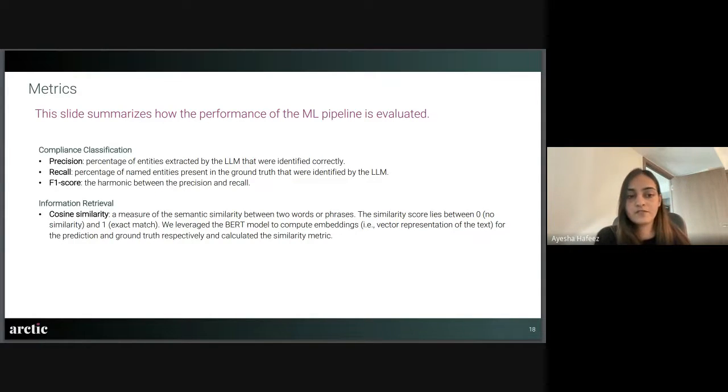And then finally, for information retrieval, we used cosine similarity, which means we're looking at the model's response from a semantic level. In this case, we leveraged BERT to compute the embeddings and then ran them through a cosine similarity function to compute how similar the ground truth was to the model's predictions. So next slide.